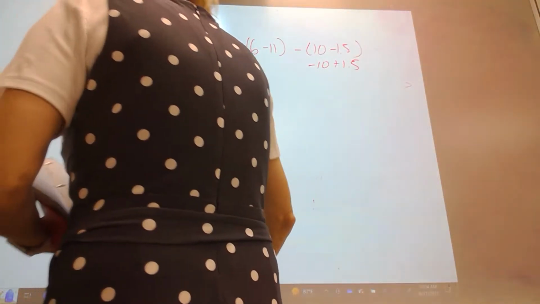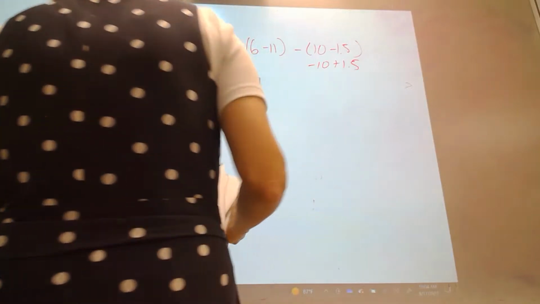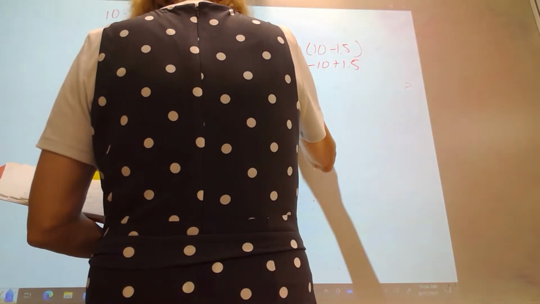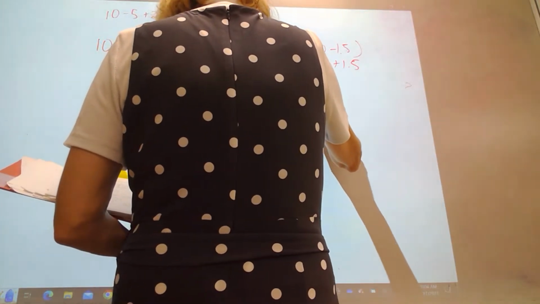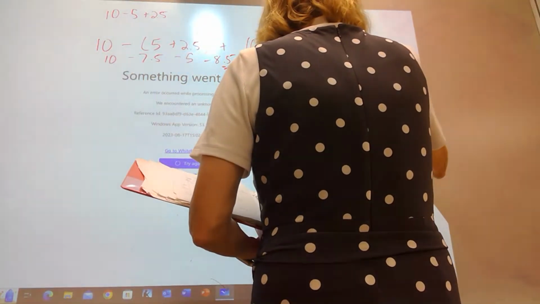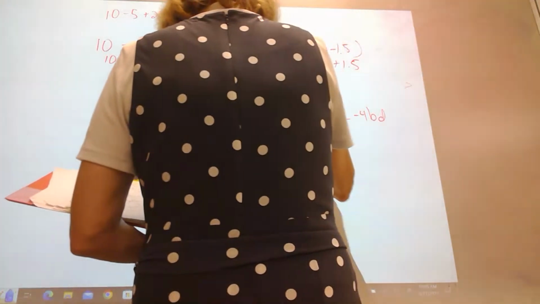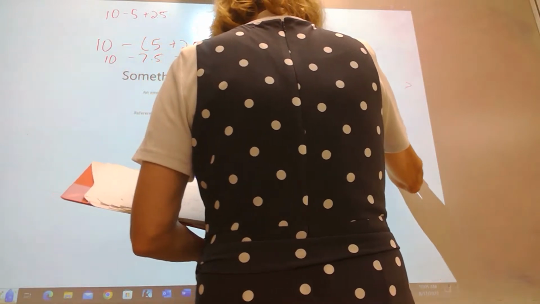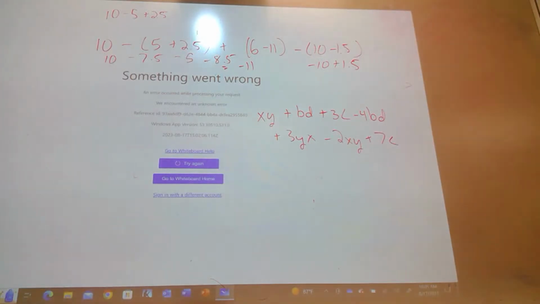Right, now let's just go to some variables. XY plus BD plus 3C minus 4BD plus 3YX minus 2XY plus 7C. All right, now we want to add these together, so we can only combine the like terms.